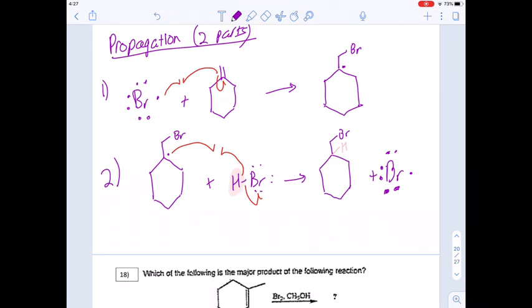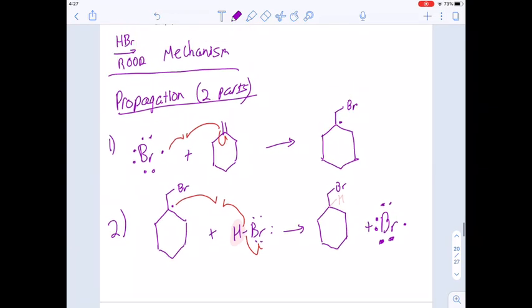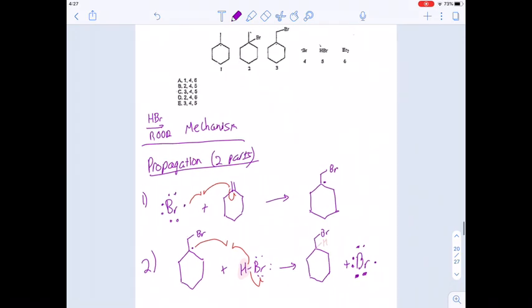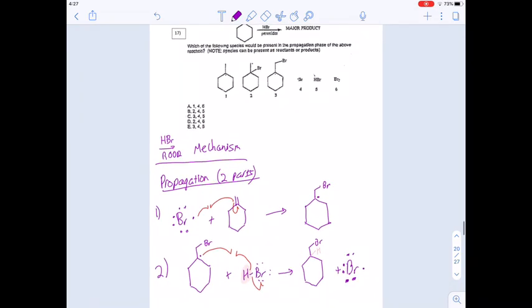Okay, so that is the propagation, and as usual, the termination is just going to be combining all the radicals together in every way possible. I did do this exact example in the radicals notes if you want to go over the terminations, but for the sake of the mocks, I don't think he stresses termination too much, so I'm not going to spend too much time on it.